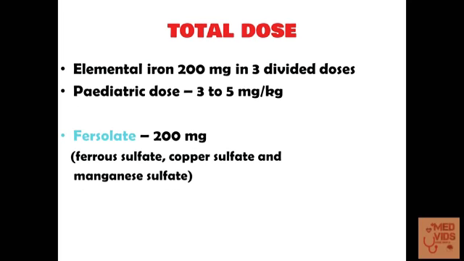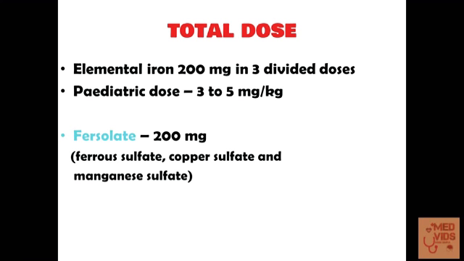The total dose of oral iron must include elemental iron of 200 milligram in 3 divided doses per day. So for example, let's consider this formulation Fersolate, as I mentioned earlier, which is a 200 milligram tablet. Although it is a 200 milligram tablet, the elemental iron content in that is just 60 milligram. So if you give 3 doses of Fersolate per day, it will sum up to 180 milligram, which is approximately 200 milligram of elemental iron per day.